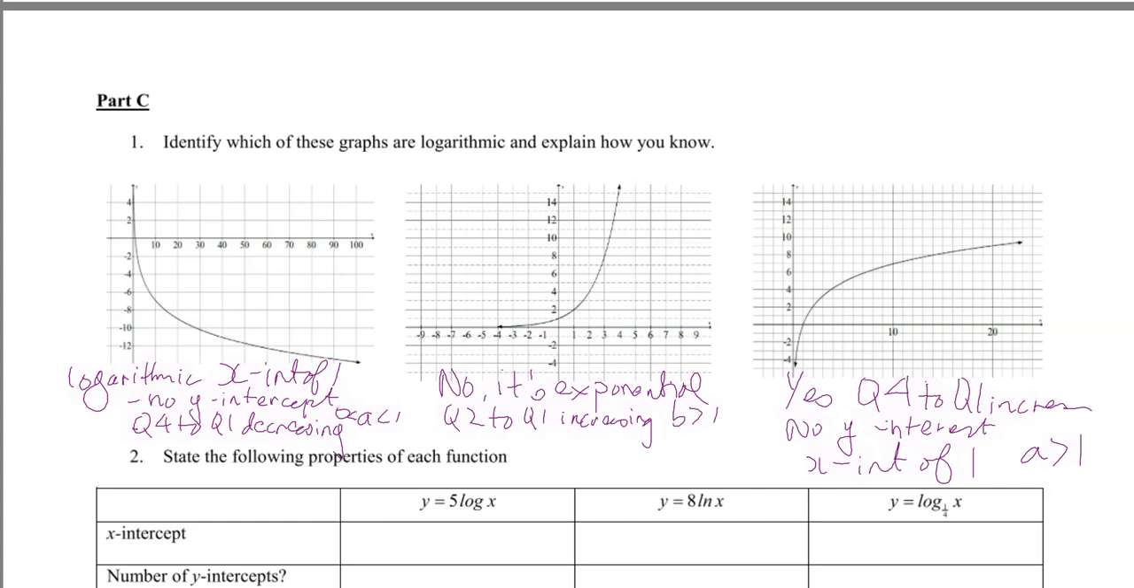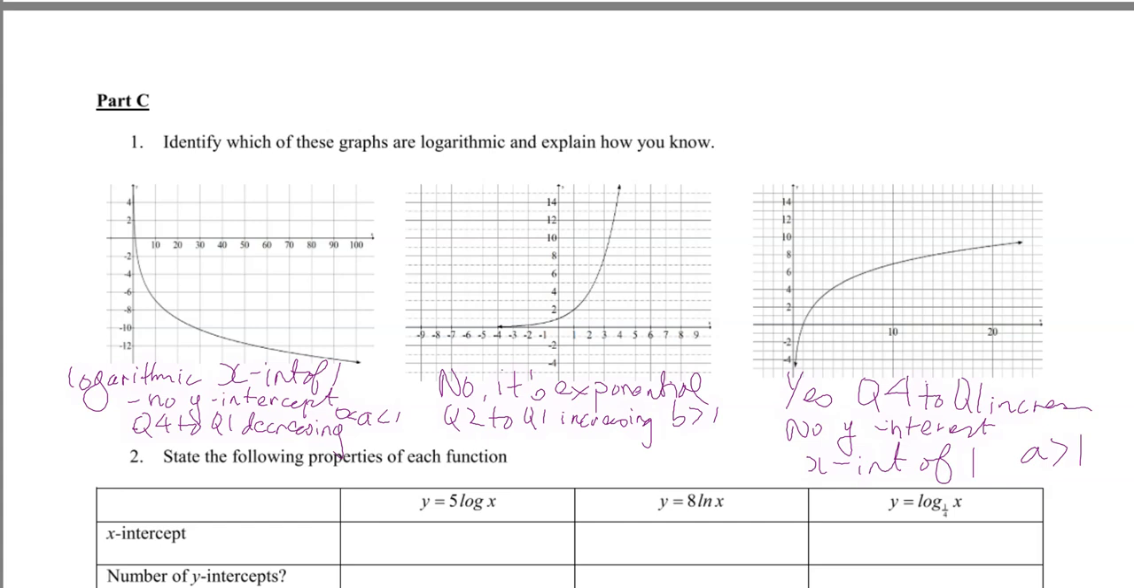So for logarithmic with an x-intercept of 1, you can't just say x-intercept of 1, right? I mean, I could draw a quadratic that's got an x-intercept of 1. I could draw a cubic that has an x-intercept of 1. So that by itself is not enough information, right? Don't try and cheap out on your explanation. Like, no, well, it's got an x-intercept of 1, therefore it's logarithmic. It's like, nah, that's one of the characteristics, but that's not it. So you need to give a bit more.